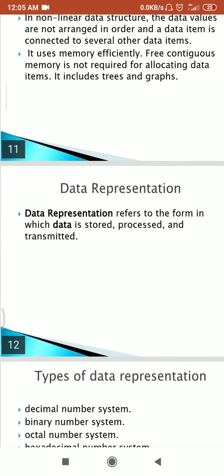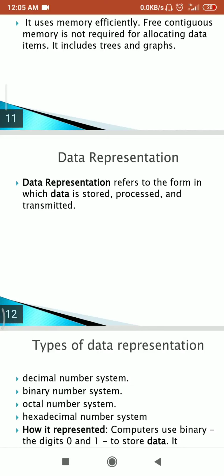What is data representation? How will the data be represented here? Data representation refers to the form in which data is stored, processed and transformed. Whenever we give some data to the machine, it might go for storage, processing, or transmission. Suppose we store a file; sometimes we process it, like while doing programs; and we can transmit it, meaning we can upload and download, or transfer data from one disk to another. These are the different representations.